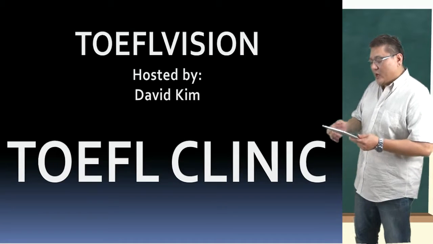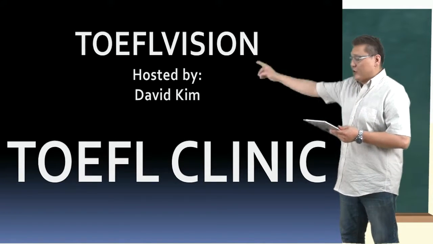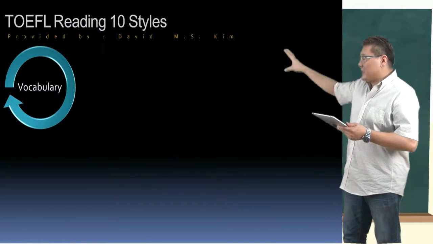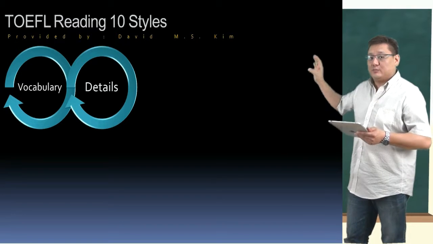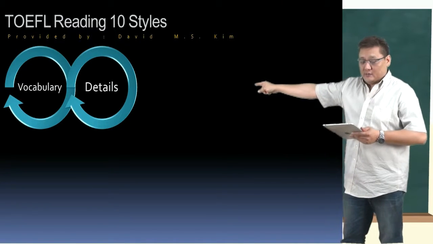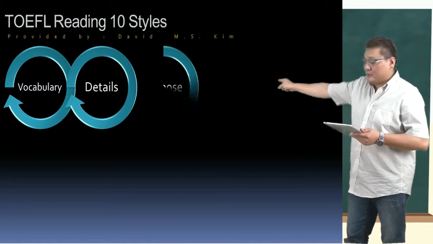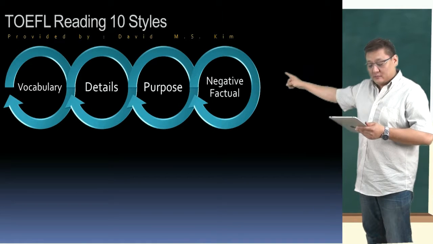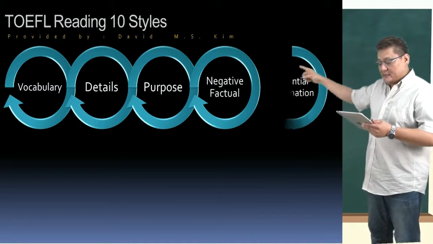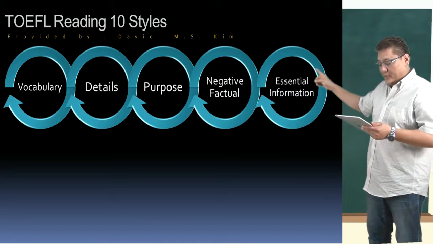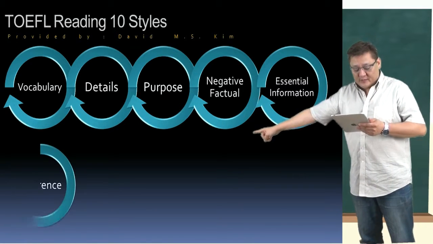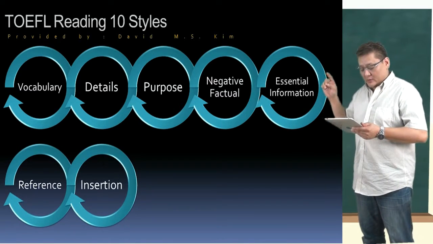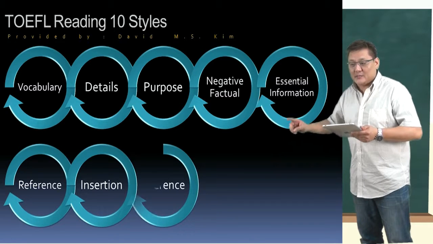Okay, so the first one we always talked about in this clinic is what? We talked about vocab before. Okay, 그래서 vocab 얘기했잖아요. 이제는 오늘 we're going to go through step by step. We're going to go through each one. 하나하나씩 다 분해시킬 거야. 두 번째는 detail. Okay. 세 번째 purpose. Right? And next one we talked about negative factual. Okay, right? Next one we talked about is essential information. Right? And then we talked about reference. And we talked about insertion. Okay? We're going to talk about inference, and we talk about summary and table.